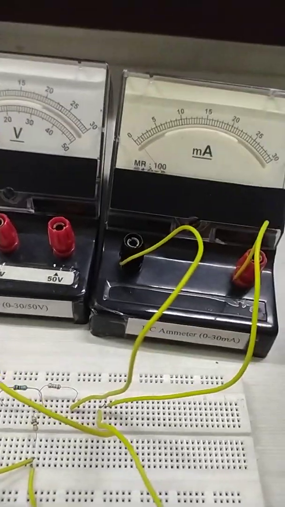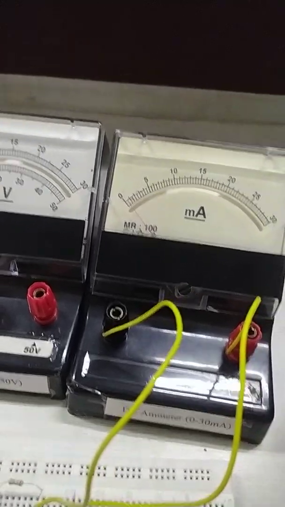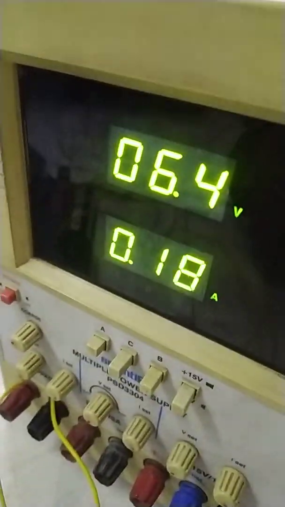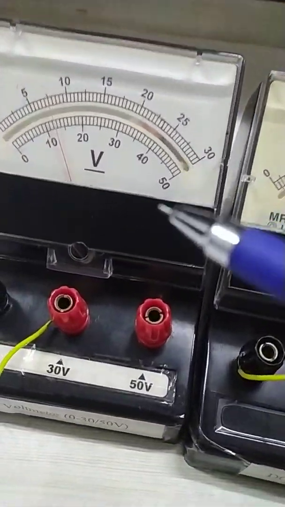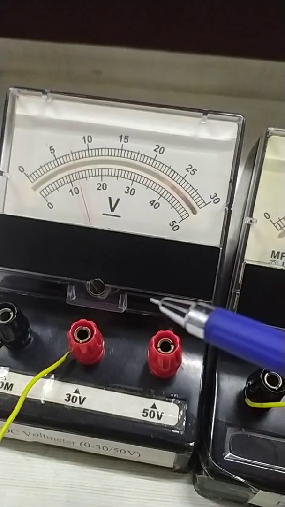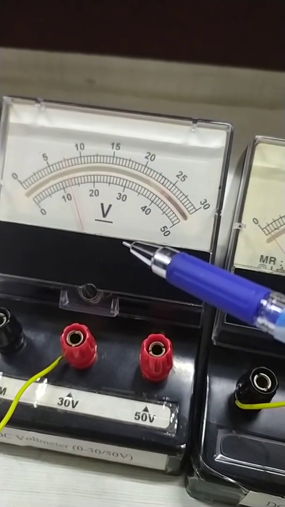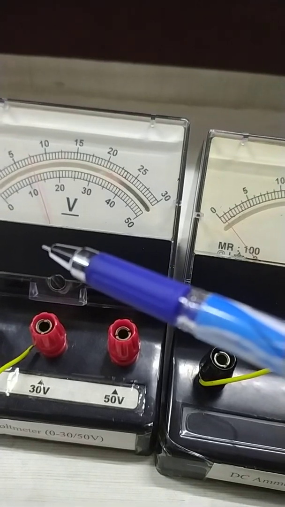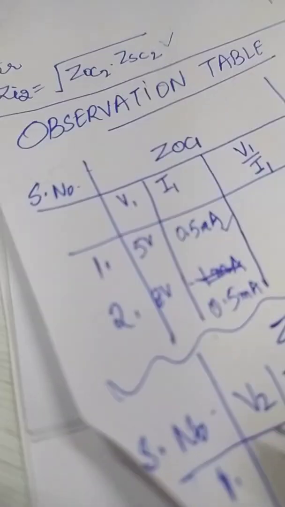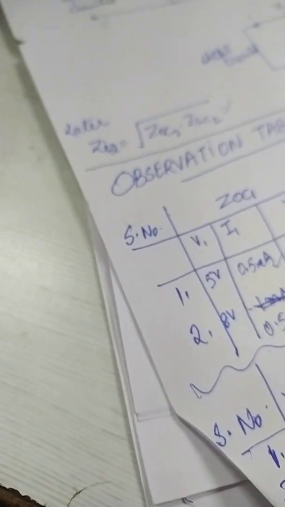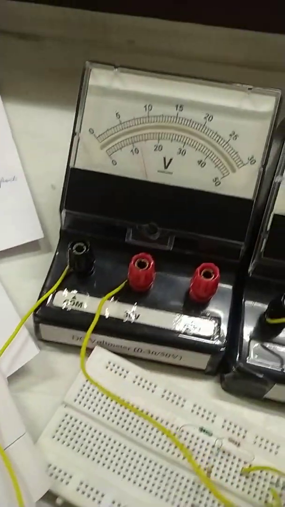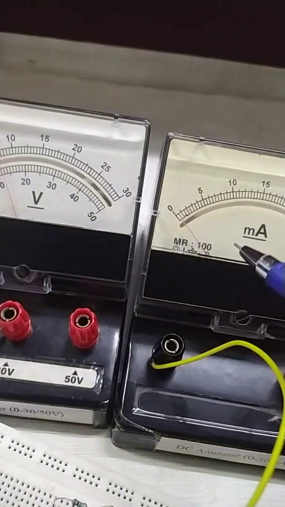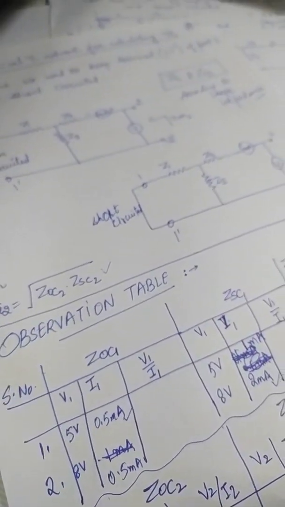Let us now calculate the values of voltage and current. This is how we are giving the voltage from the DC power supply, and for the given applied voltage, the voltage that we are able to measure on the voltmeter is nearly 7.5. So for the open circuited case, I am getting the first value as 7.5 volt. And the current that we are able to measure over here is nearly 0.5 milliampere. So please write over here 0.5 milliampere.